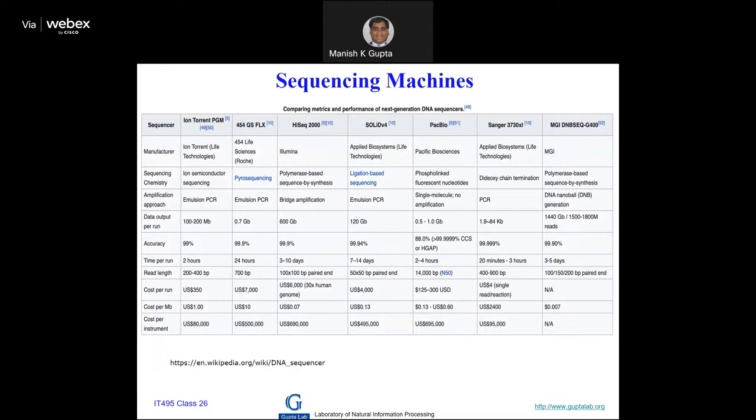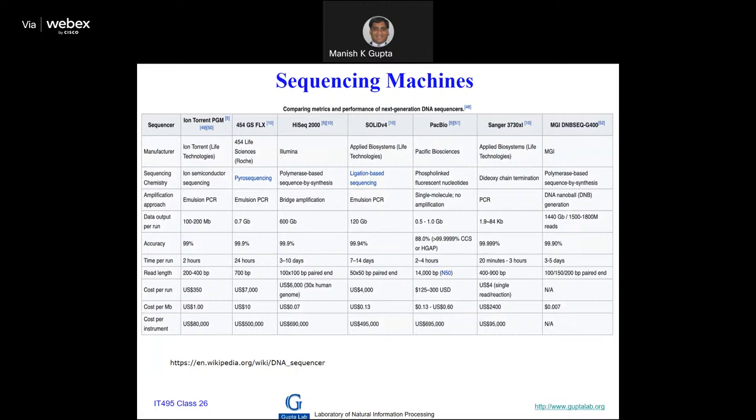So there are different companies like Ion Torrent, 454 Life Sciences, Roche, Illumina, Applied Biosystems. They did the early one, the first automated DNA sequencer. Pacific Biosciences, Applied Biosciences, Sanger. So basically: Ion Torrent PGM, 454 GS FLX, HiSeq 2000, SOLiD 4, PacBio, Sanger 3730XL, and MGI DNBSEQ-G400. So these are different sequencer machines and the companies which are producing them.